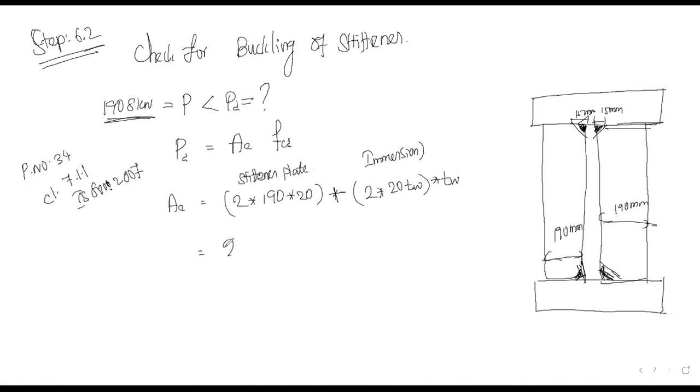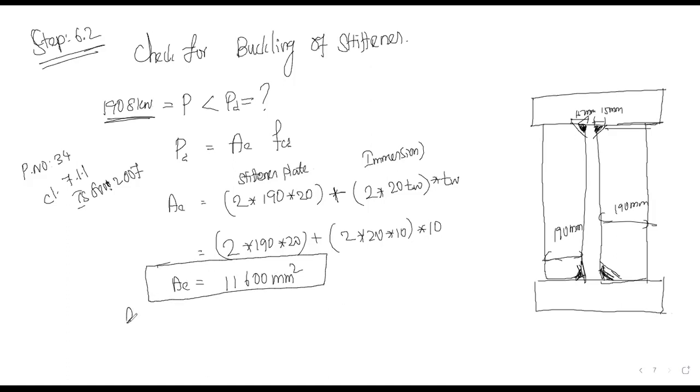If I substitute this, 2 into 190 into 20 plus 2 into 20 into thickness of web, which is 10, multiplied with the thickness of web. So the total area becomes 7,600 plus 2 into 20 into 10 into 10. It becomes 11,600 mm square. That is the AE value. Next I need the FCD value.